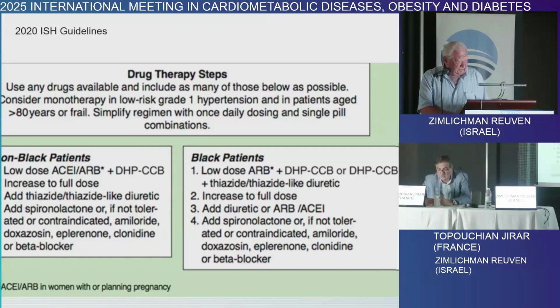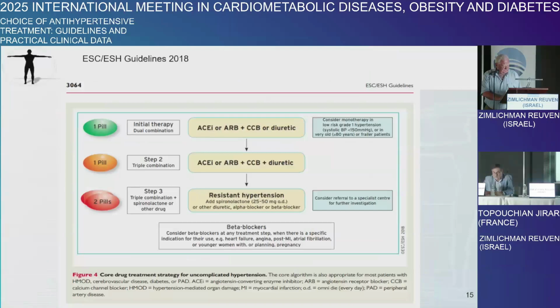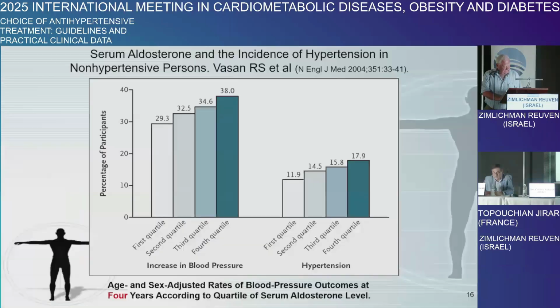Okay, black and non-black, different preparation of medications. We mentioned that, and let's skip that. Now, one of the most important factors that will guide us to choose the best and the most effective medication for a patient is potassium metabolism.